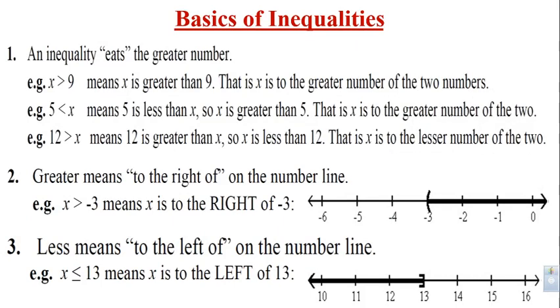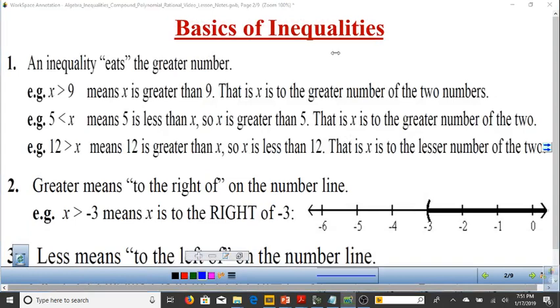Even so, let's go through a few basic facts about inequalities. An inequality, generally, this is from the middle school concept, eats the greater number. The greater number is where the open section of the inequality is. So in my example here, x greater than 9 means the symbol opens up to the x. That means x is the greater of the two numbers. And in this case, 5 is less than x. In this case, x is also the greater of the two numbers, and 5 is the lesser. In this case, 12 is greater than x, which means x is less than 12. And again, x is at the smaller section, so it's the lesser of the two numbers.